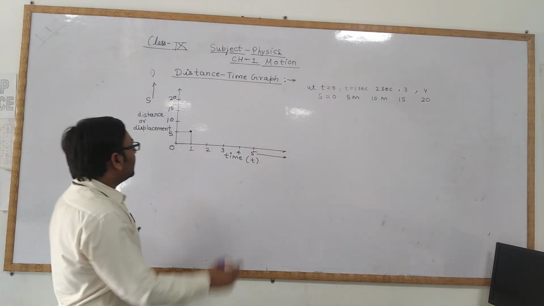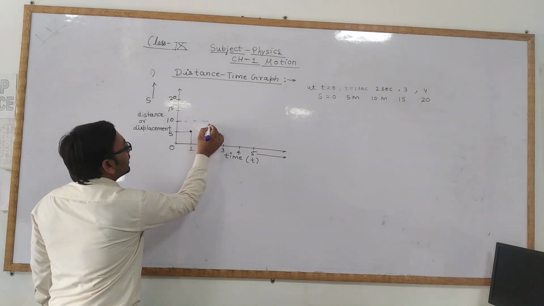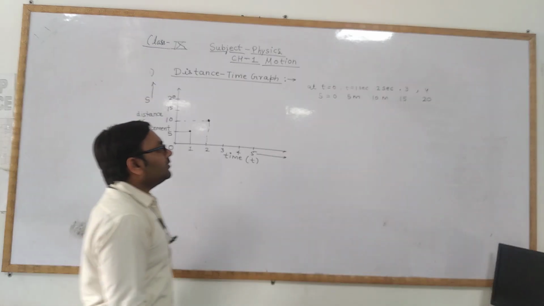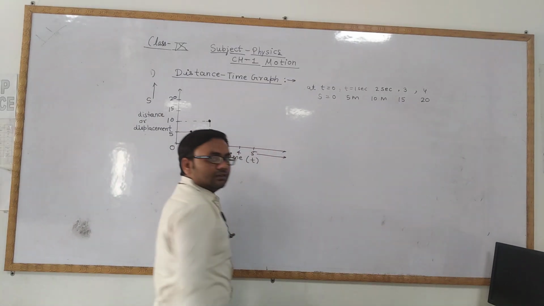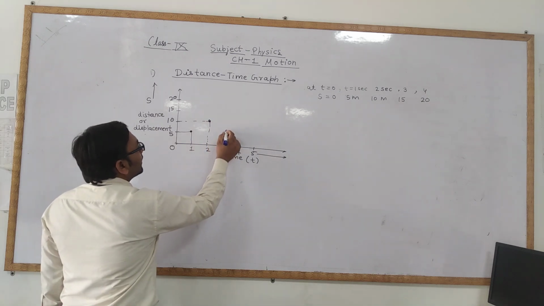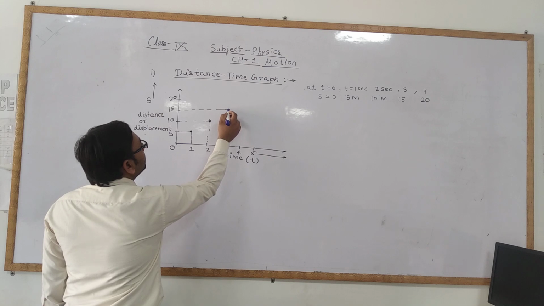So after 2 seconds, this is the time 2 and the displacement or the distance is 10. So this will be our next point. Now after 3 seconds, the displacement is 15. In the same way we have to mark the next point. So after 3 seconds, displacement is how much? 15. So this will be our next point.